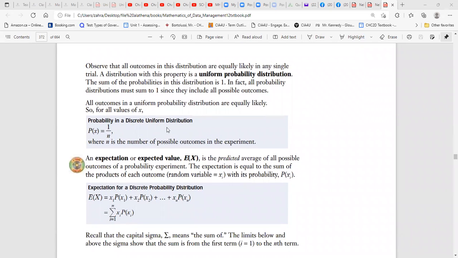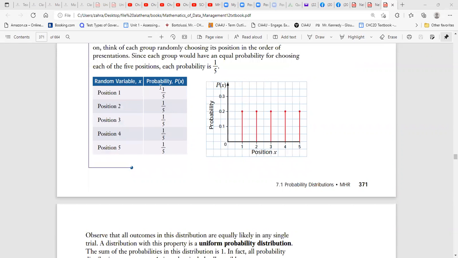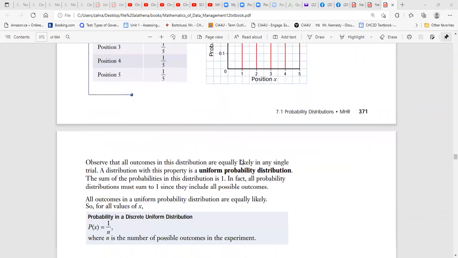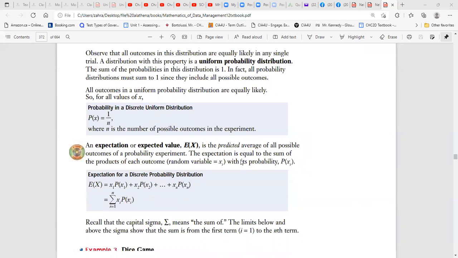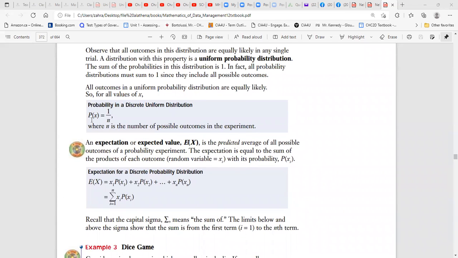Probability in a discrete uniform distribution. If this is a uniform like the above example, and you add all of the probabilities, they add up to 1, right? This is the uniform probability. So if it is uniform, P is going to be 1/n, where n is the number of possible outcomes. And since they are the same, it's going to be 1/n.